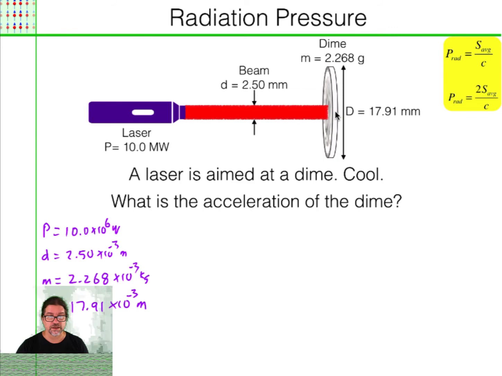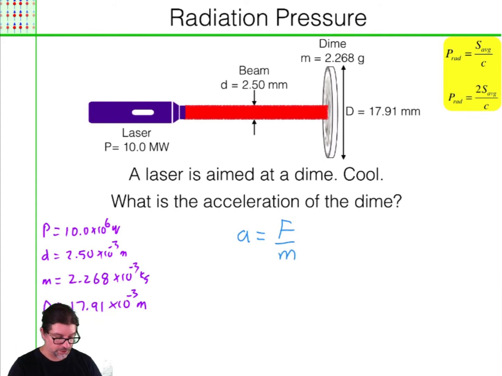So let's do it in steps. Let's just start with what we want. We want the acceleration, right? So the acceleration, good old F equals ma, right? So the acceleration is going to be equal to the force divided by the mass. So force, well, to get the force, remember that the pressure is equal to force per unit area. So that means force is equal to pressure times area. In this case, it's radiation pressure. So now we have acceleration is equal to the radiation pressure times the area divided by the mass.